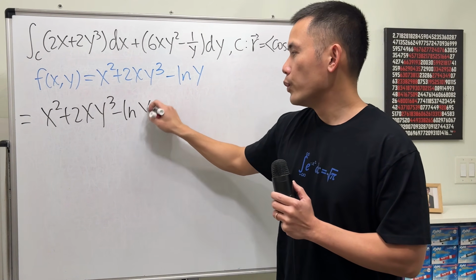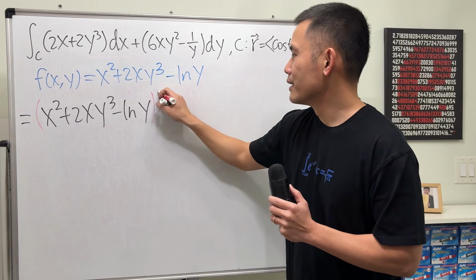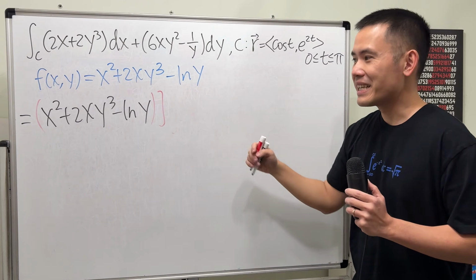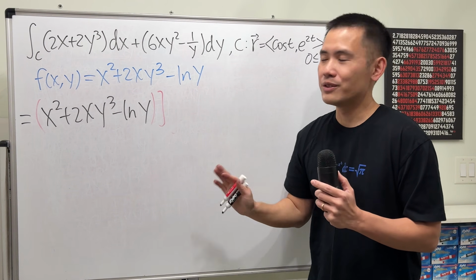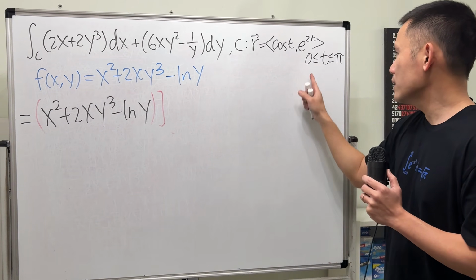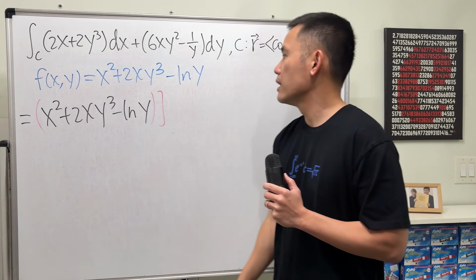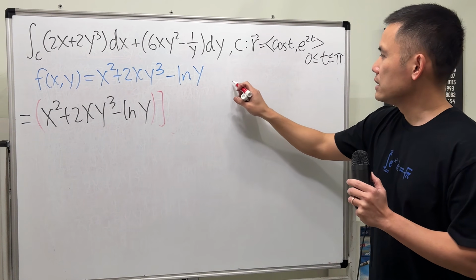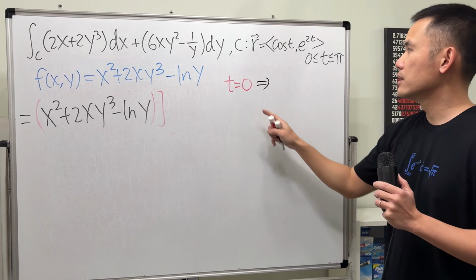And remember, we really don't need the plus c because we will be plugging in numbers, and if you have a plus c, the constant will subtract out anyway, so it doesn't matter. But what number do we plug in though? Be careful, it's not 0 and pi, because here we are in terms of x and y. So we will have to see when t is equal to 0, which point are we talking about?